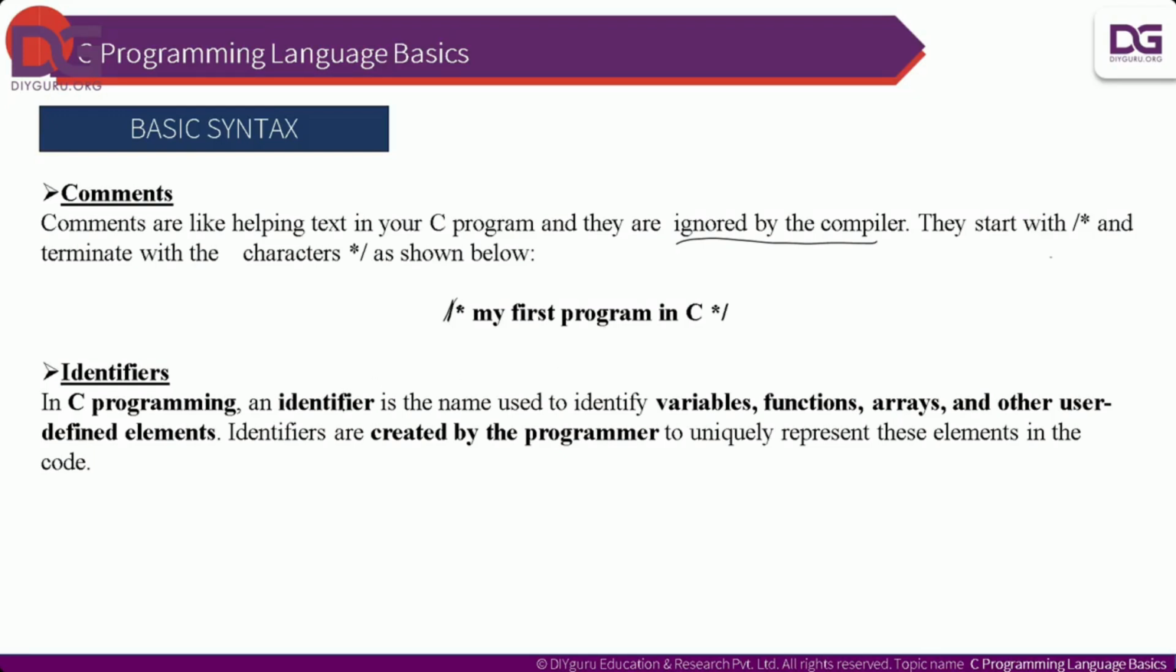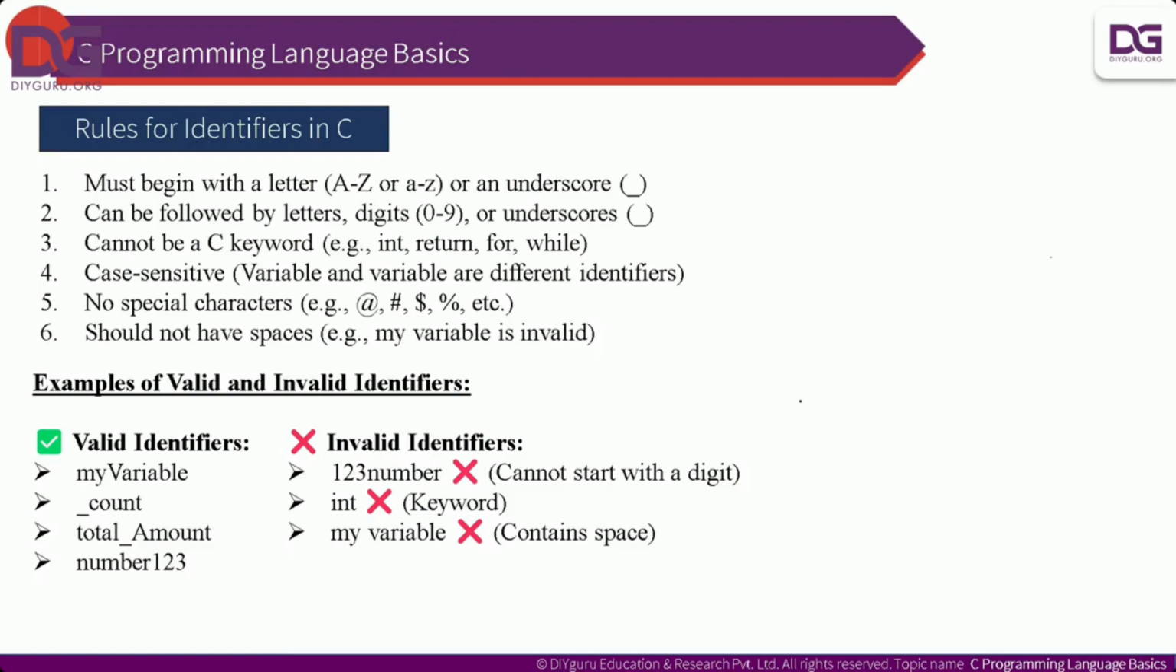Then next is your identifier. This is used to identify variables, functions and arrays. It is a naming convention that uniquely represents these parts. Now, the rules for your identifier. It should start with a letter from A to Z, or an underscore. No space should be used, like in my variable. Instead, it should be written as my underscore variable, or with no space or underscore. You can also use numbers. Then it cannot be any keyword. We will see what keywords there are.